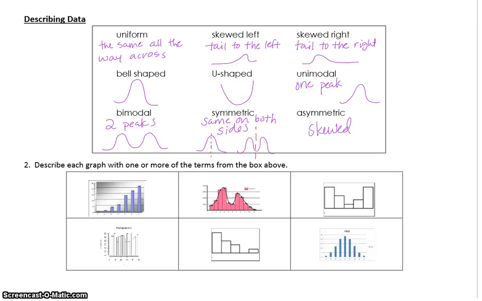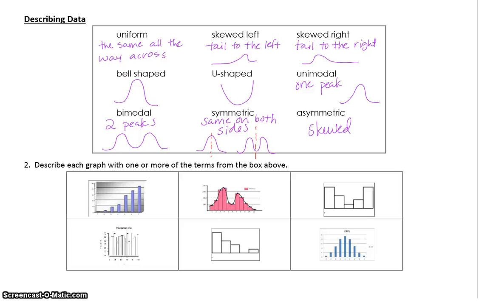Skewed left means that there's a tail of data to the left. Skewed right is a tail to the right. Bell is exactly how it's described, kind of like you would ring a bell. And U is, it would hold water. Okay, it's kind of an upside down bell. Unimodal would have one peak, where bimodal would have 2 peaks. Symmetric, remember what symmetrical means is that you could fold it onto itself, so it's the same on both sides. And then asymmetric is skewed. So pause if you need to.